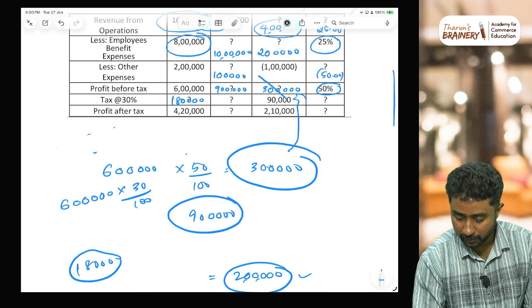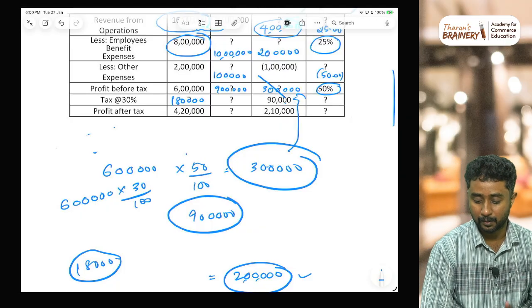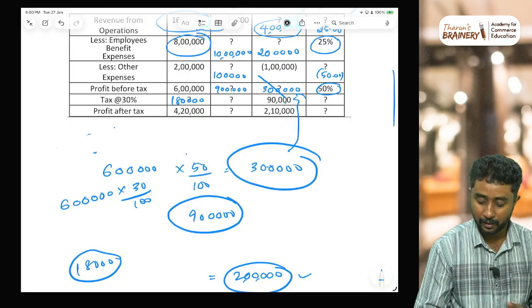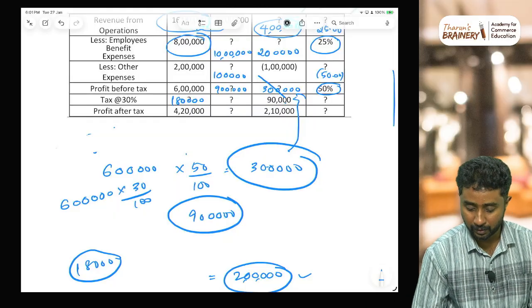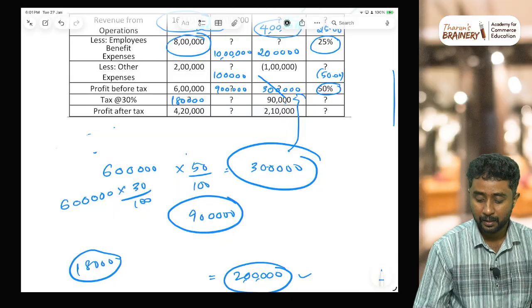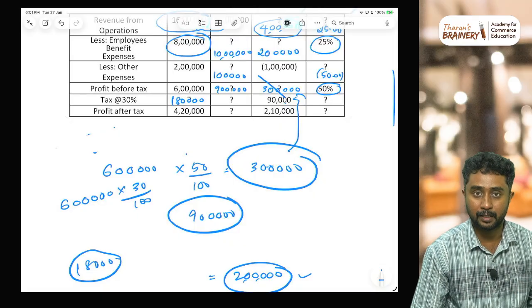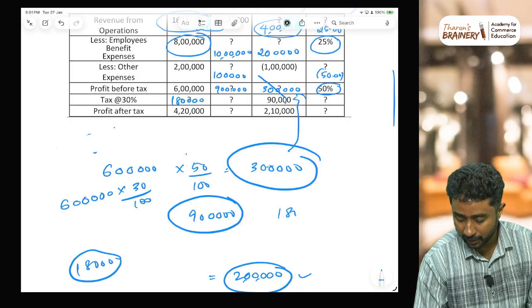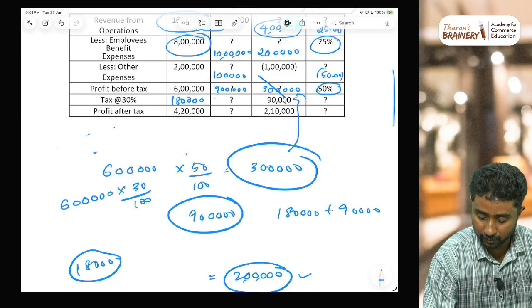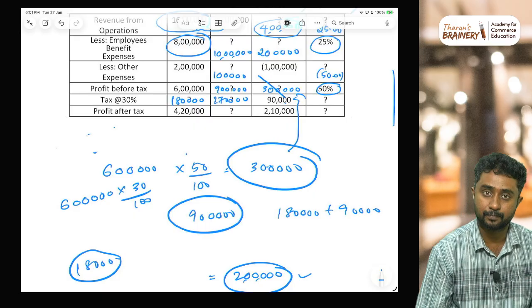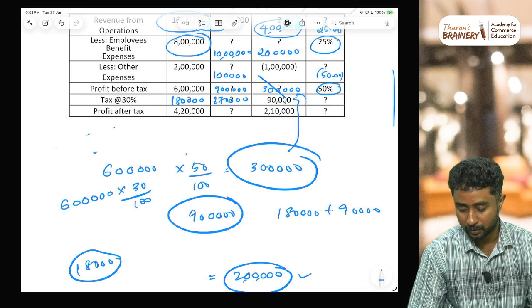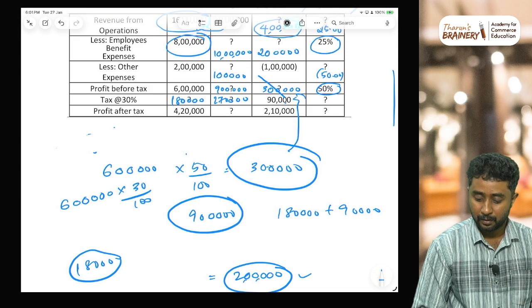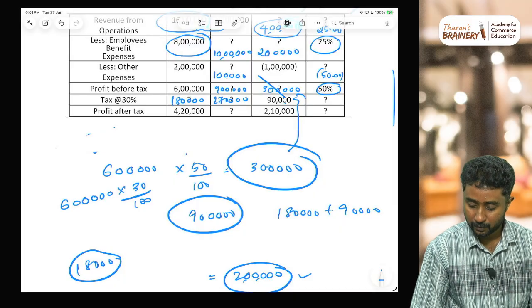Next year, as you can see, 90,000 is mentioned here as the absolute change. That means compared to the previous year, this year's tax has increased by 90,000. Last year it was 1,80,000, so this year it will be 1,80,000 plus 90,000, which gives us 2,70,000. So that is one way to show it, and we can write 2,70,000.